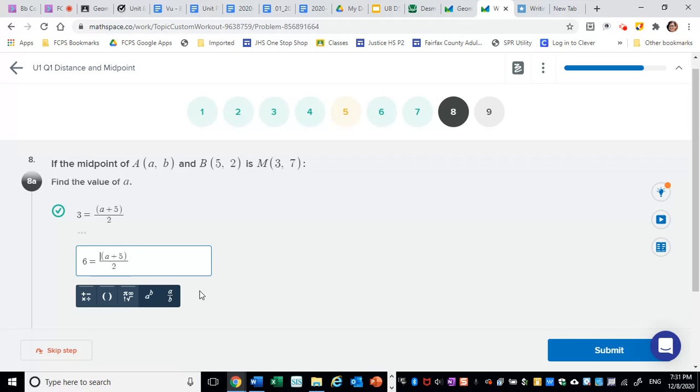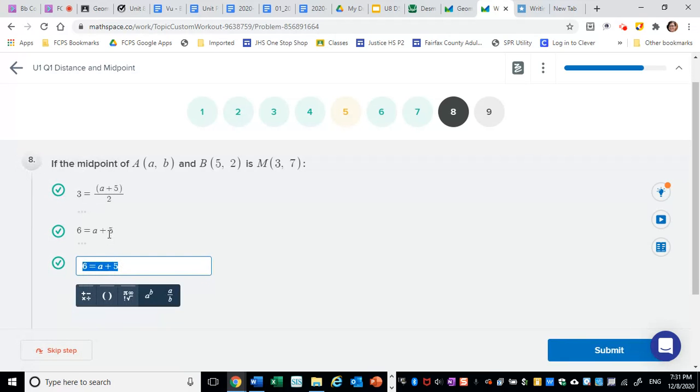So 6 equals A plus 5, because you multiplied both sides by 2. And now to find A, you subtract 5 from both sides. So 6 minus 5 is 1. So that means A is equal to 1. Okay, so you submit. So that is A.